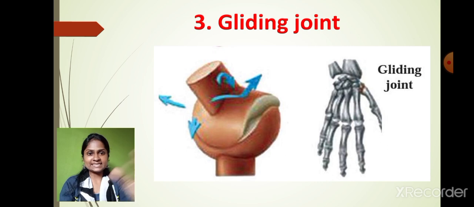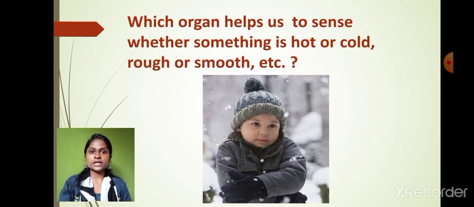Okay, so now let's see our part today. Students, sometimes we feel cold, sometimes we feel hot, am I right? Which organ helps to sense whether something is hot or cold, rough or smooth, etc.? Someone pricks you, and at that time we feel something. Which organ helps us feel any type of sensation like hot and cold conditions? Which organ tells us that the weather is hot or cold? Any guesses?